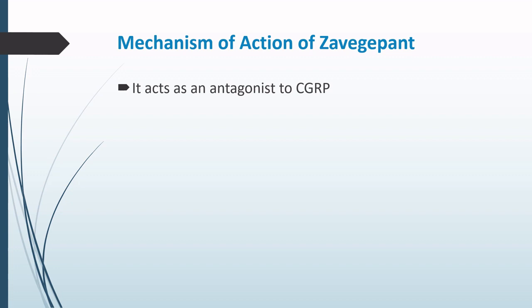So what is the mechanism of action for the new drug Zavegepant? This Zavegepant acts as an antagonist to the calcitonin gene related peptide or CGRP. So the vasodilation that has been caused by the action of this CGRP is counteracted. And as I have already told you, the development of vasodilation is one of the main pathogenetic mechanisms for the development of headache in migraine. So if the process of vasodilation is counteracted, then the patient will get relief from the headache.